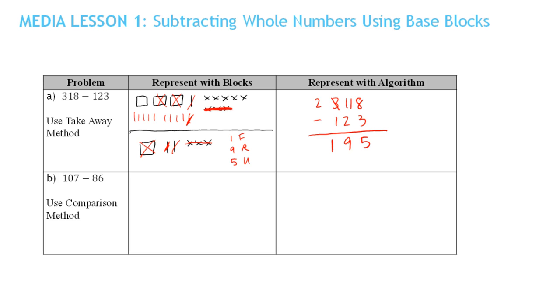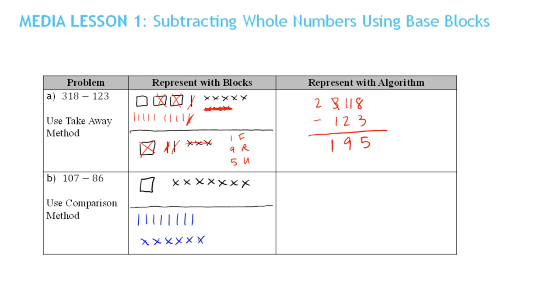Okay, so we're going to use the comparison method for blocks, but we'll still use the same algorithm, the takeaway algorithm. So we're starting with 107. So 1 flat and 7 ones. Now in a different color, I'm going to put 86. So we have 8 rods and 6 ones.